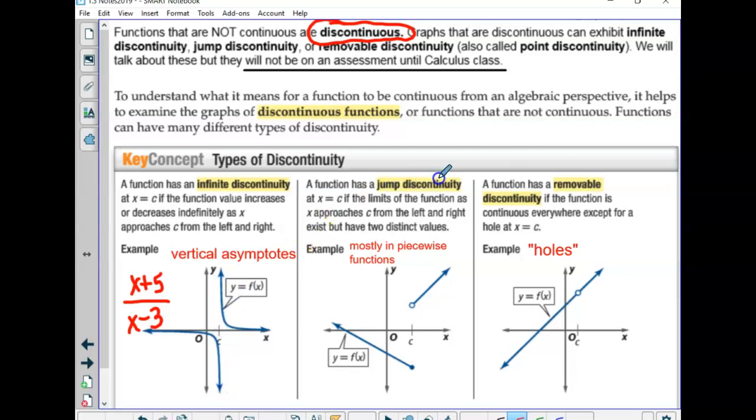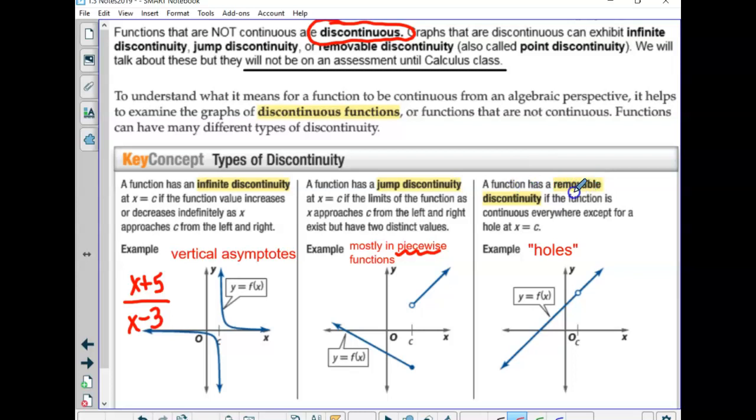It can have a jump discontinuity, it's called, where the graph jumps values. This happens mostly when we have a piecewise definition. So everything to the left of C was defined this way, everything to the right of C is defined this way, so at C it jumps because the rule changed at whatever C was.